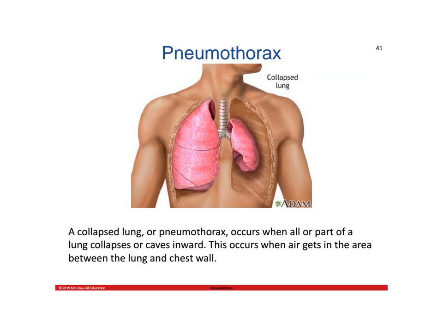There is a disease state that gives us a very good insight into just how important the pleural space is and how important keeping net subatmospheric intrapleural pressure is. This disease is called pneumothorax, or it's also referred to as a collapsed lung. This occurs when all or part of a lung collapses or caves inward, and this occurs when air gets into the area between the lung and the chest wall. And so this area is this intrapleural space.